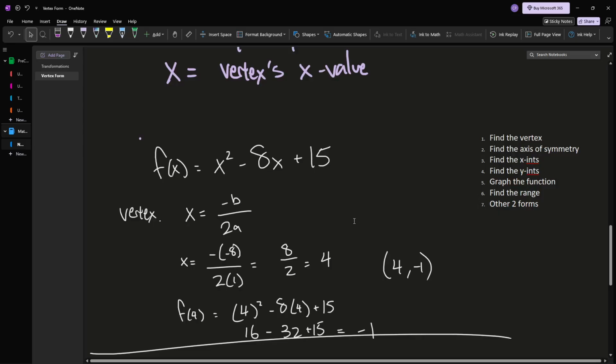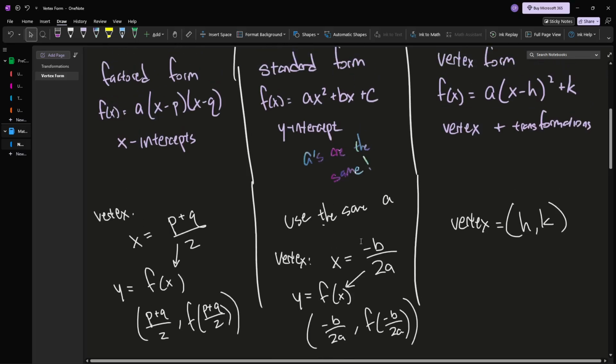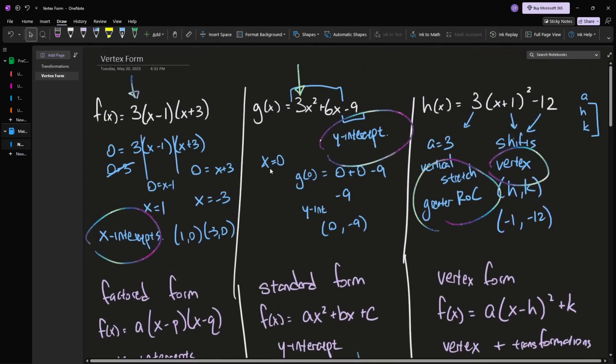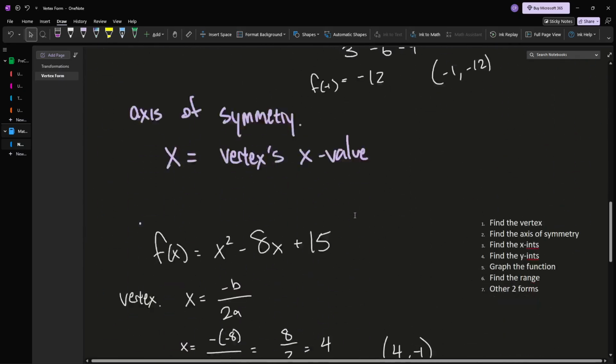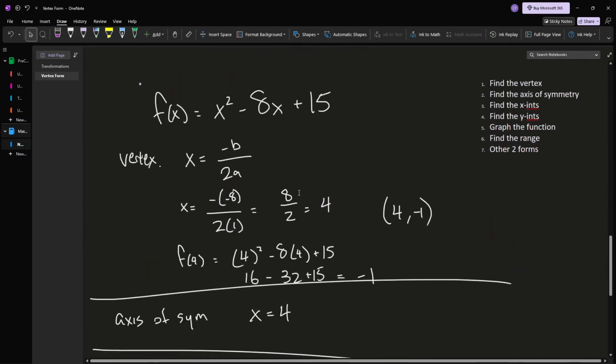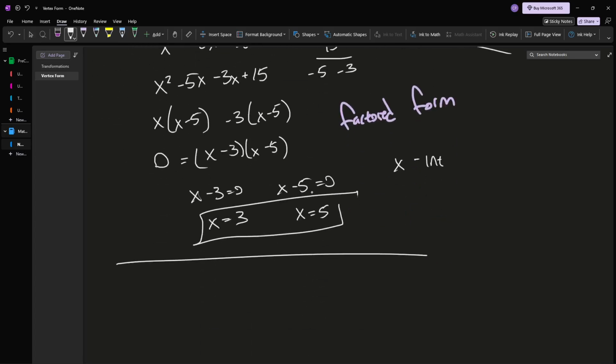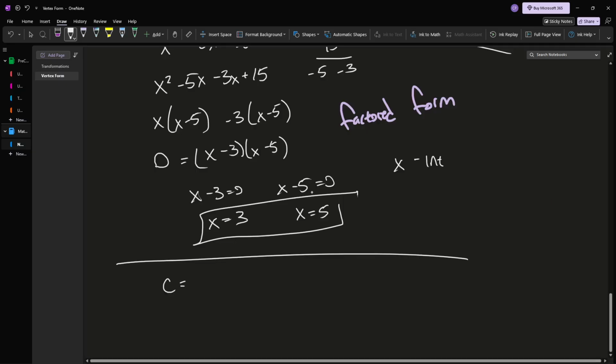And now let's find the y-intercepts. So once again, look back at your forms and see which one helps us find the y-intercept the easiest. To find the y-intercept, all we need to do is pick a form and set the x value equal to 0. But if you have the standard form, we just look at the c value and see what c is. So I have standard form right here. To find the y-intercept, I see c equals positive 15. So my y-intercept is at 15, or (0, 15) for my coordinates.